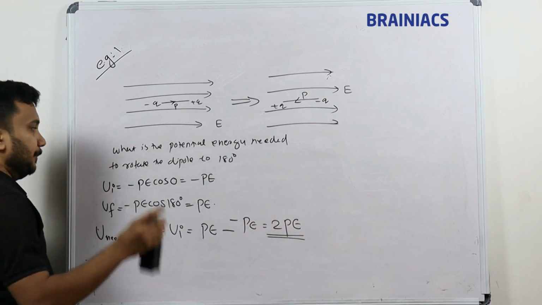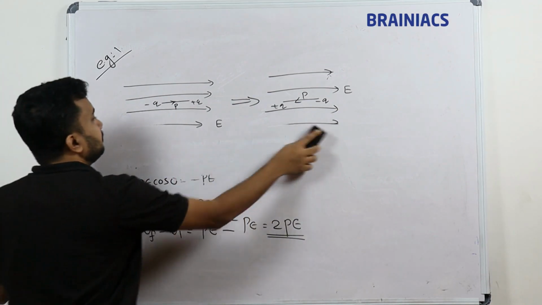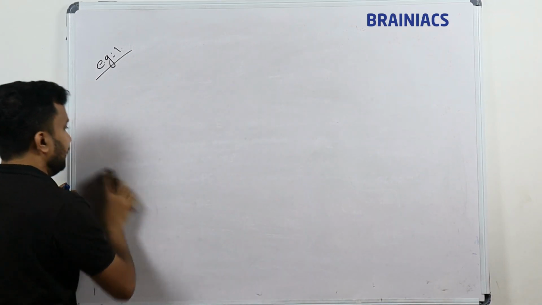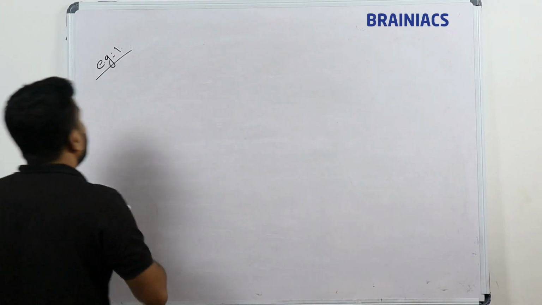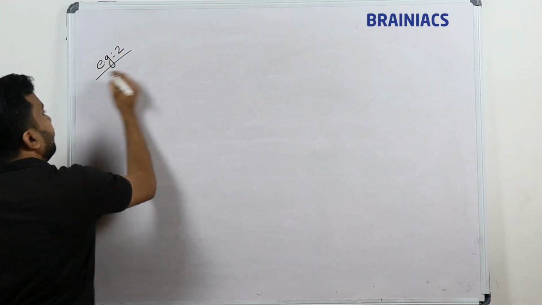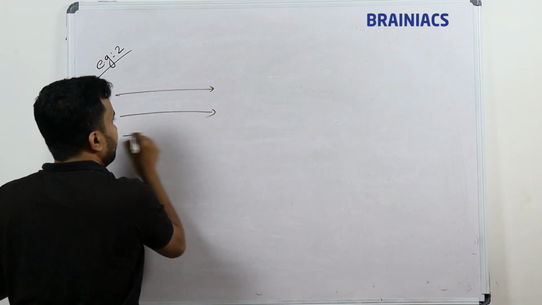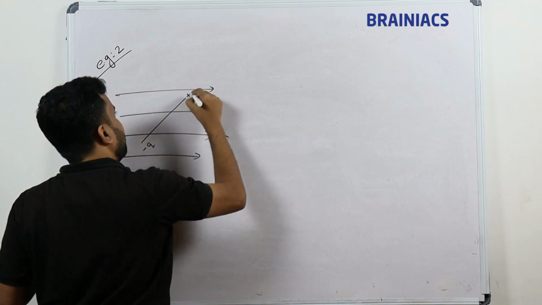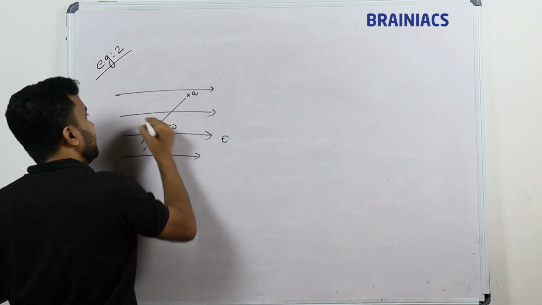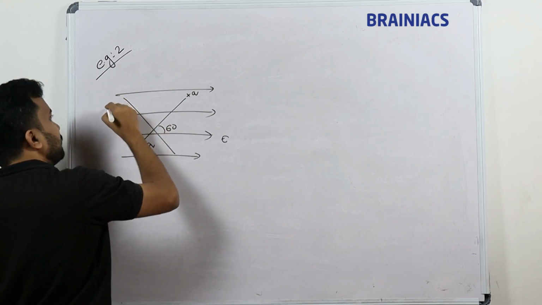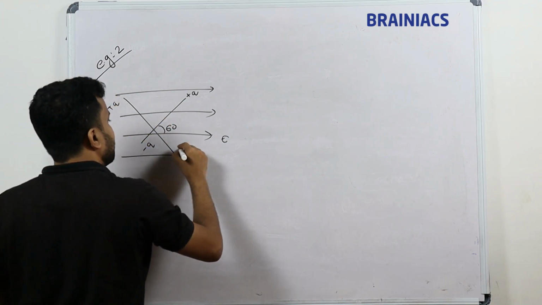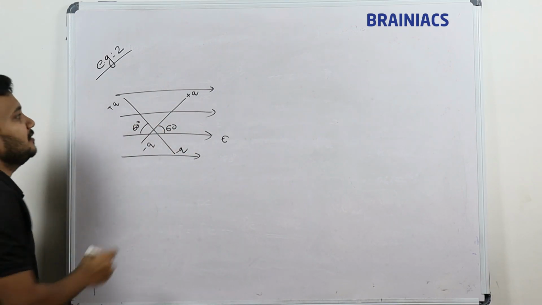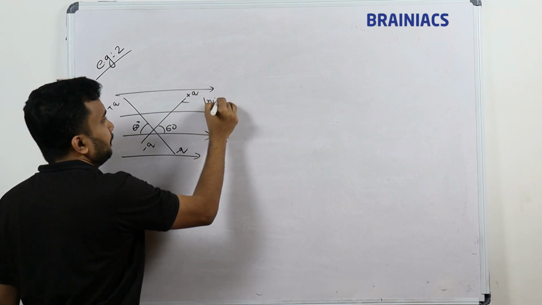Okay, fine. Next one. So hope this is clear to you. Fine. And we'll take another example. Example number 2. Initially the electric field is like this, a uniform electric field, and the dipole, from minus Q to plus Q, makes an angle of 60 degree. This is called the initial position.